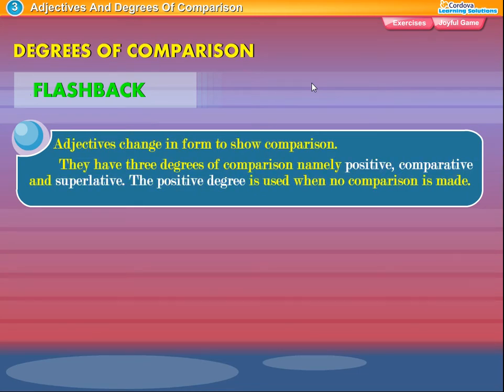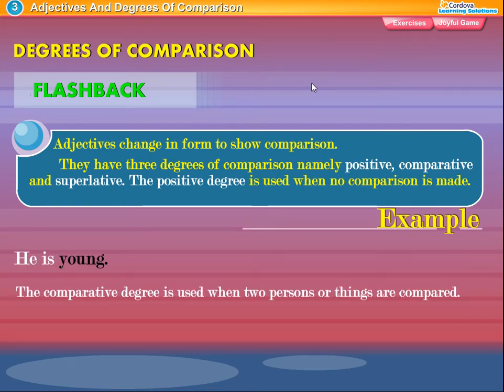Degrees of comparison. Flashback. Adjectives change in form to show comparison. They have 3 degrees of comparison, namely positive, comparative, and superlative. The positive degree is used when no comparison is made. Example: he is young. The comparative degree is used when 2 persons or things are compared. Example: Suresh is younger than Ram.